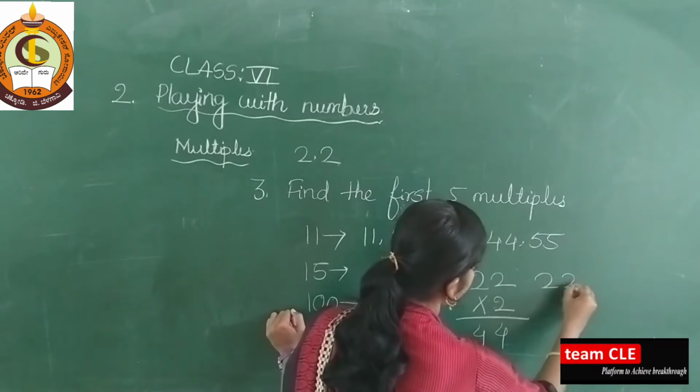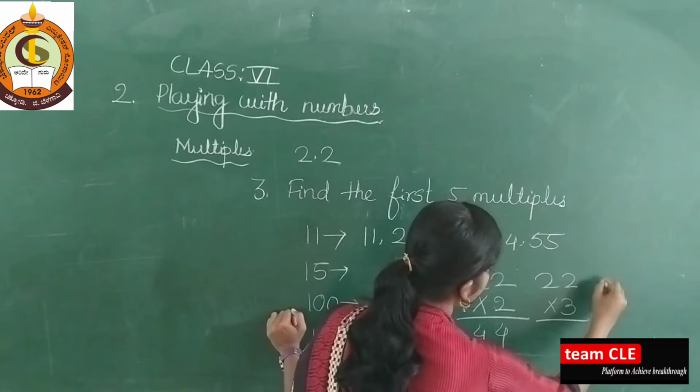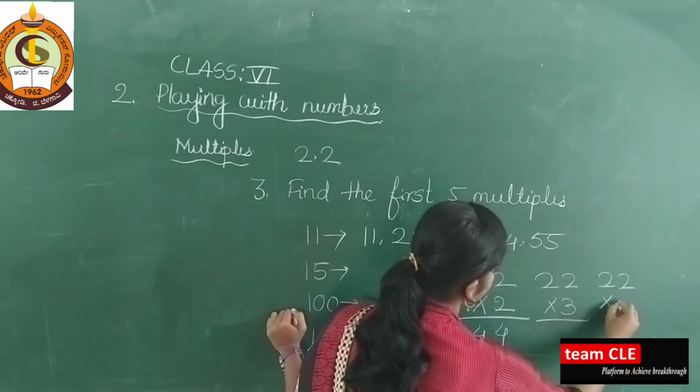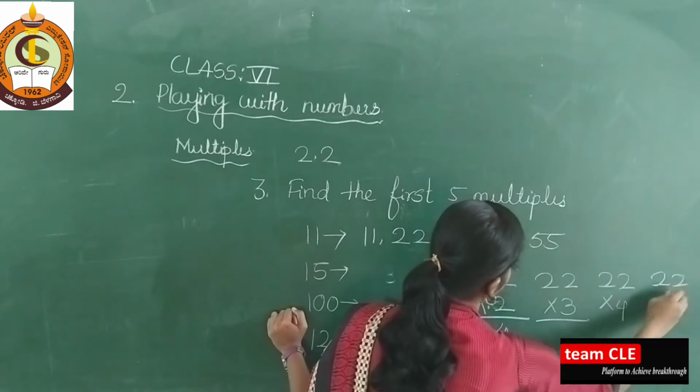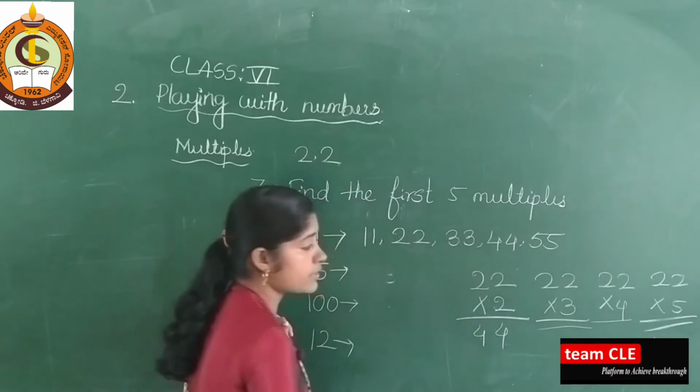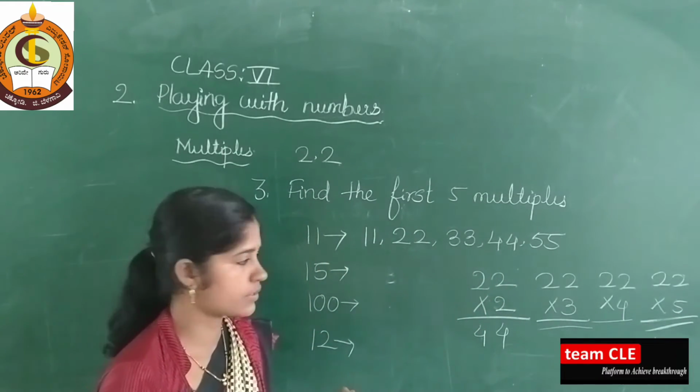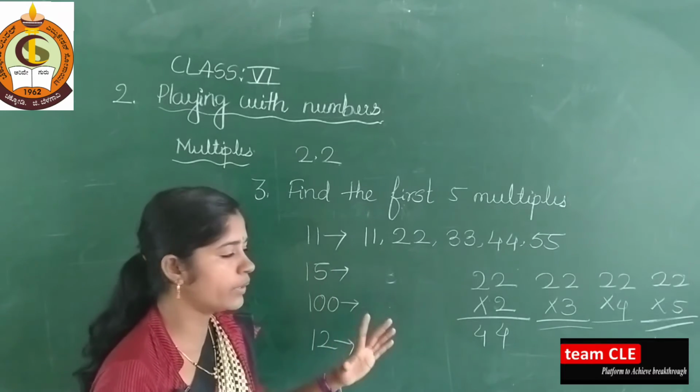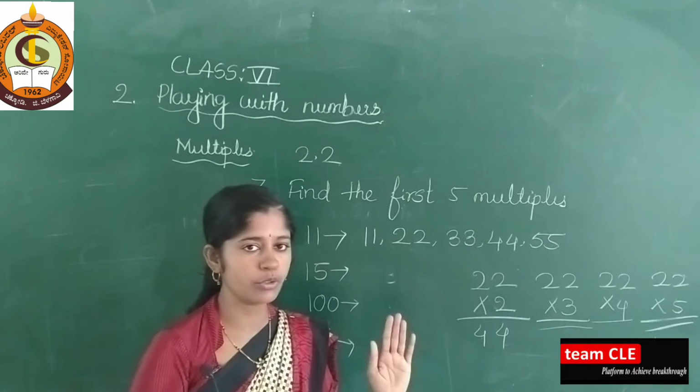Again you take 22 and multiply with 3. Again take 22 and multiply with 4. Again take 22 and multiply with 5. In case you don't know the tables, multiply and you will get the first 5 multiples.